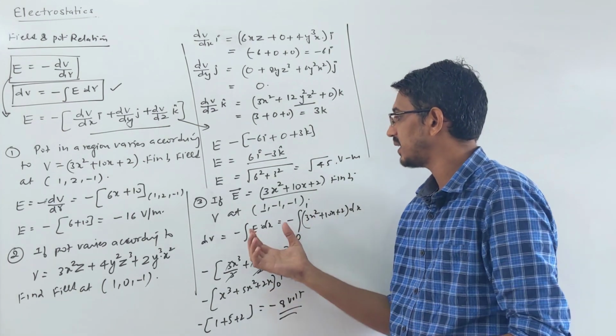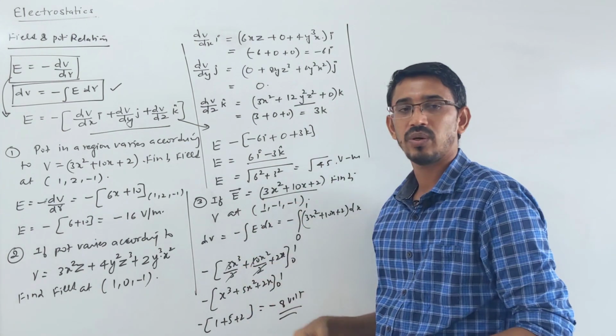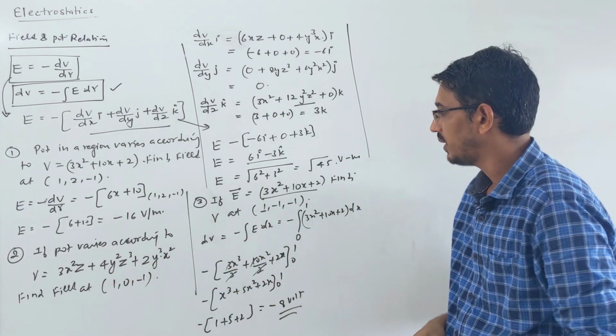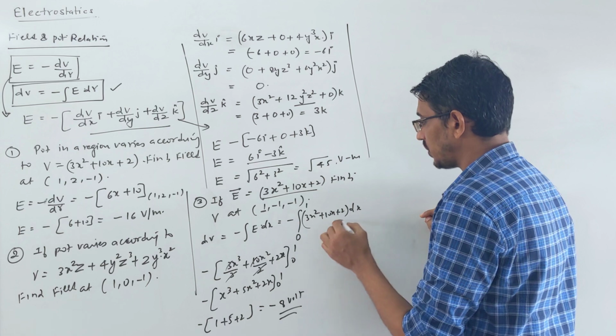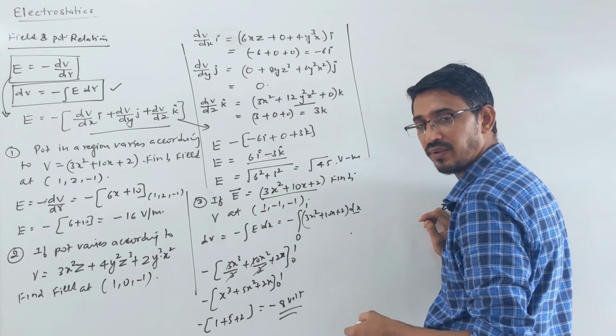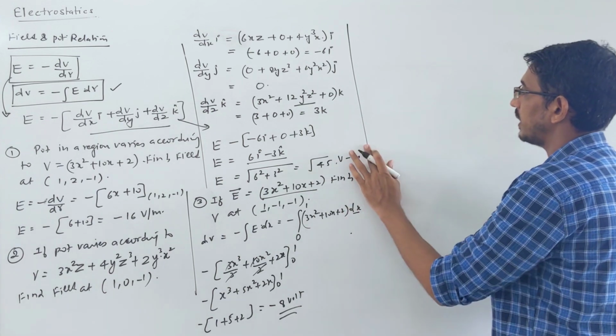They did not ask it this way, with multiple coordinates like x, y, z, all given. But even if they give it, you have to do the integration separately. First do it with respect to x, then with respect to y, then with respect to z. But they never ask like this.